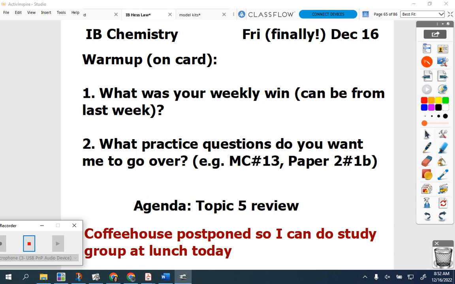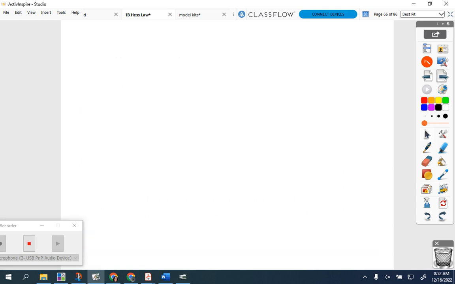So we're going to start. I want to start with going over yesterday's warm-up because we didn't finish going over it, right? We're talking about enthalpy cycles and equations for the different ways that we can use Hess's law to find the enthalpy of a reaction. Generally speaking, if you are not understanding the enthalpy cycle, I'm going to try to explain it in a way that hopefully will make sense.